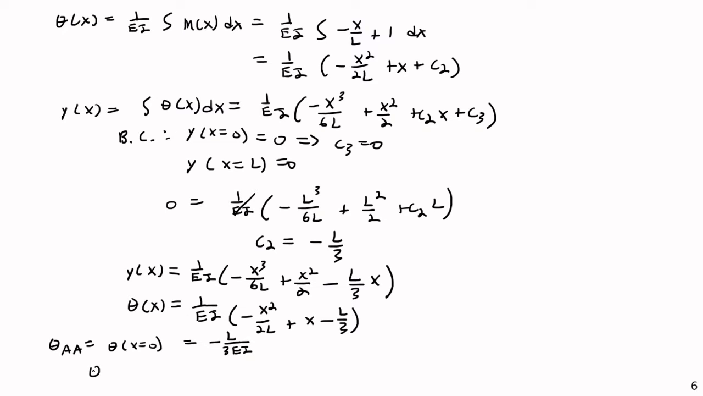And then theta BA is equal to theta at x equals L. This is the rotation on the right-hand side of the first secondary beam. Plugging L into this expression, getting common denominators and solving for a final value of theta, you will find that this is equal to positive L over 6 EI.